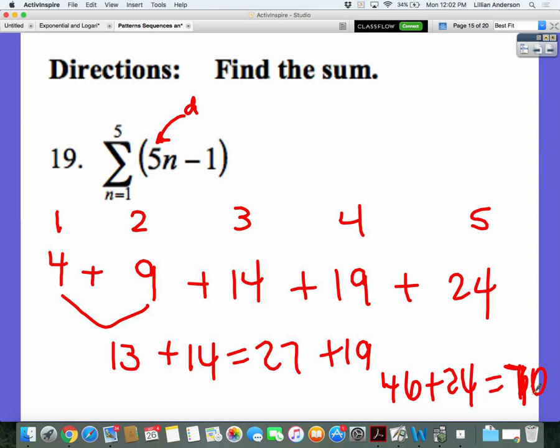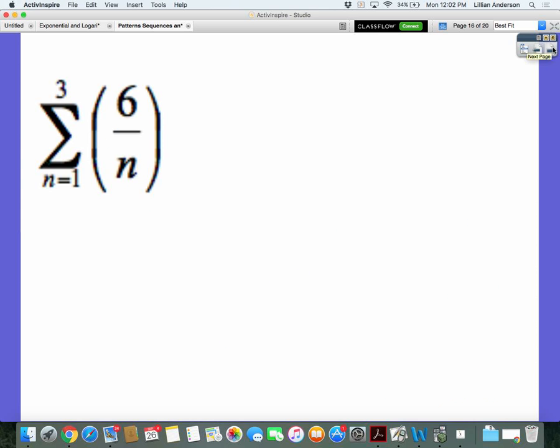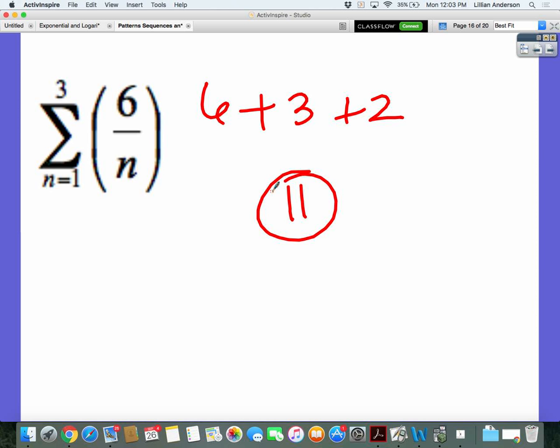Okay? Got one for you to do. Clear your board. Do this one. Find the sum. This one is 11. You plug in 1, you plug in 2, and you plug in 3. You add them up. Honestly, when you're dealing with summations, that is the easiest route to go. Plug in those values and add them up.